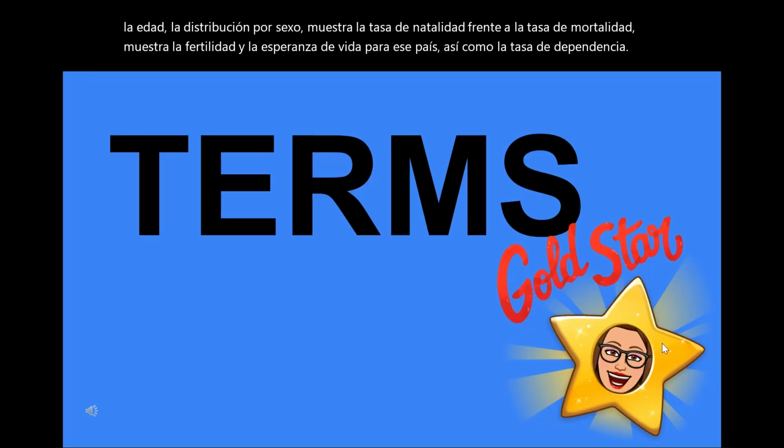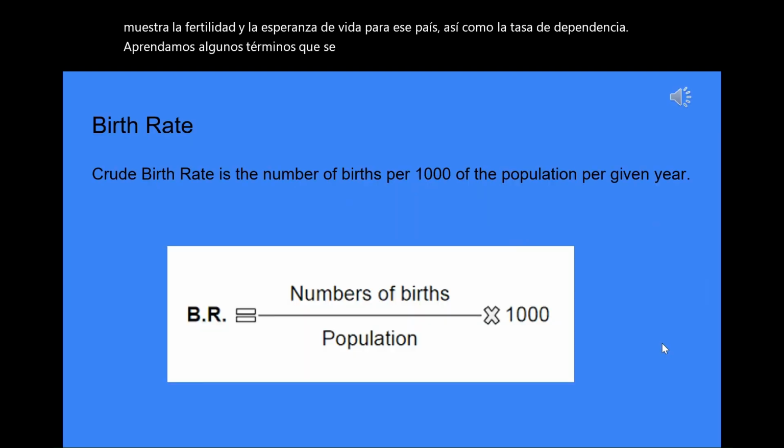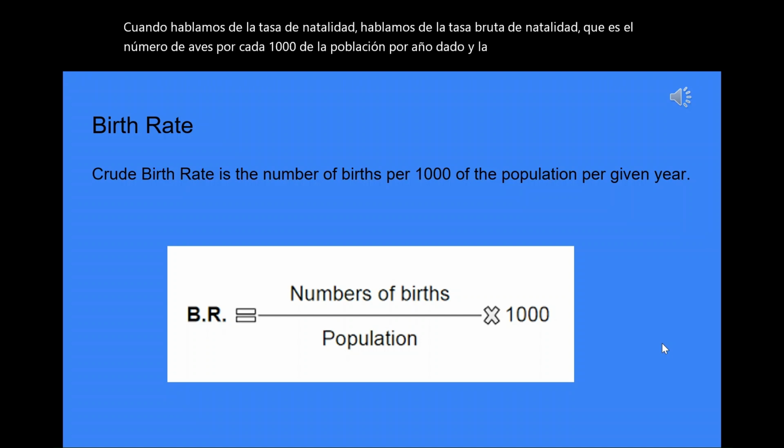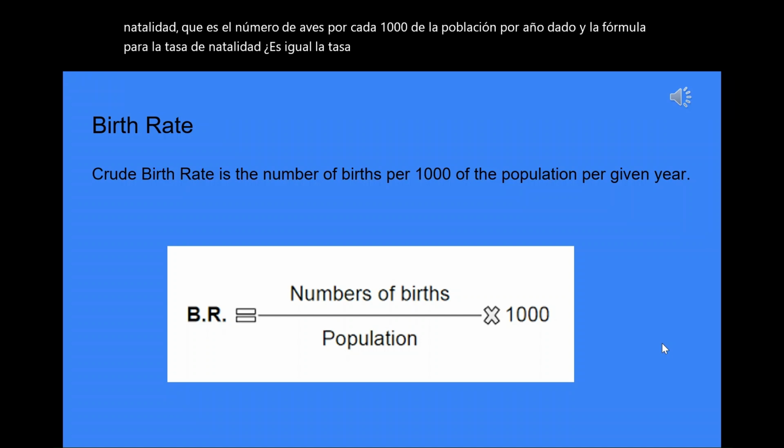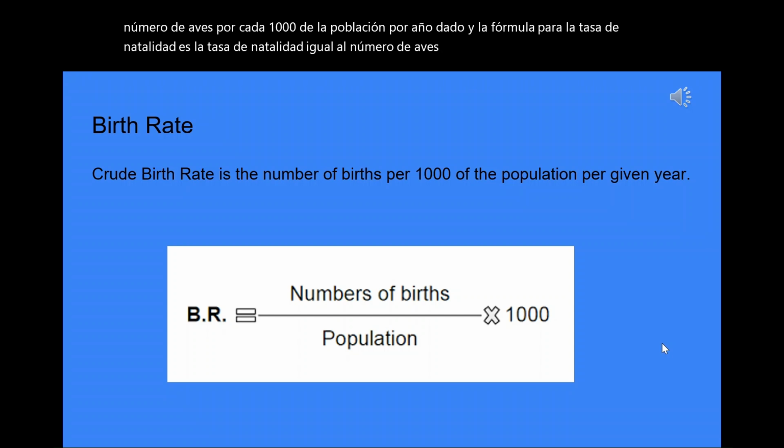Let us learn some terms that are associated with population pyramids. Birth rate. When we talk about the birth rate, we talk about the crude birth rate, which is the number of births per 1,000 of the population per given year. And the formula for birth rate is: birth rate equals number of births over the population times 1,000.